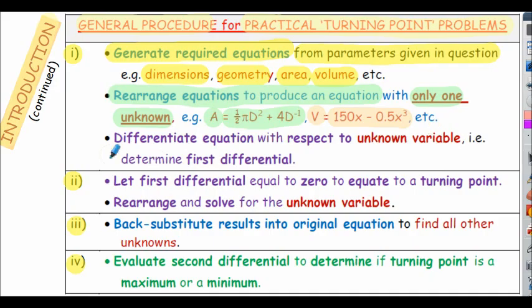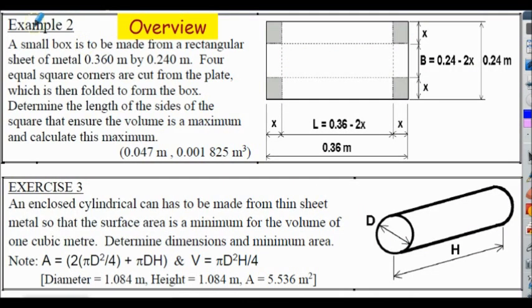We will then differentiate this equation with respect to the unknown variable, so we will determine the first differential. As I said before, the rest of the steps shown here are the same as that we used in the previous presentation for calculating turning point locations and whether maximum or minimum. We will solve practical turning point problems. Here's a very brief overview of the presentation. I'll first of all outline in detail example 2, where we have to determine the lengths of the sides of the square that ensures the volume is a maximum, and we've got to calculate what this maximum is.